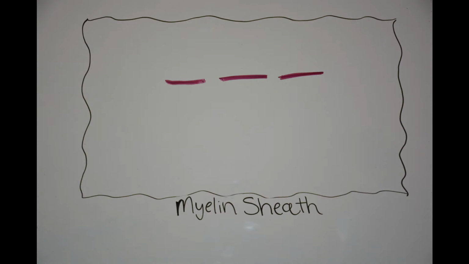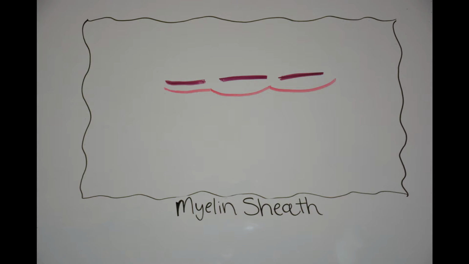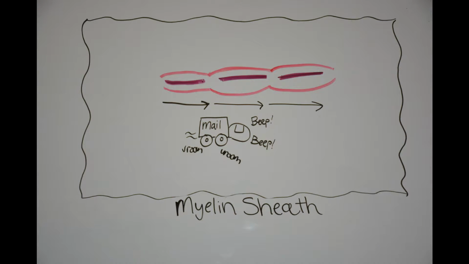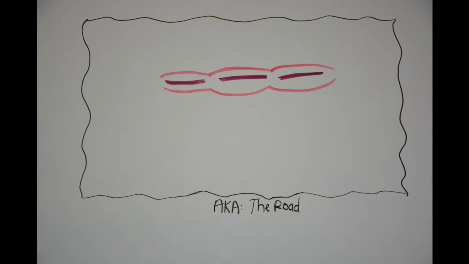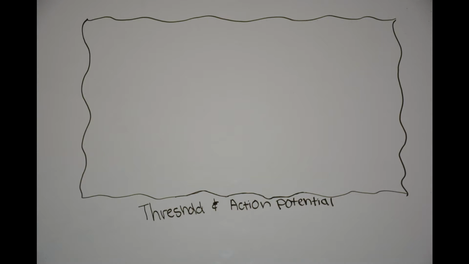Axons are covered by the myelin sheath. The myelin sheath is a fatty tissue that protects and encases the axons of some neurons. The myelin sheath is like a mail truck for the mailman. It helps the packages get from one place to another faster. Look at that mail truck go.